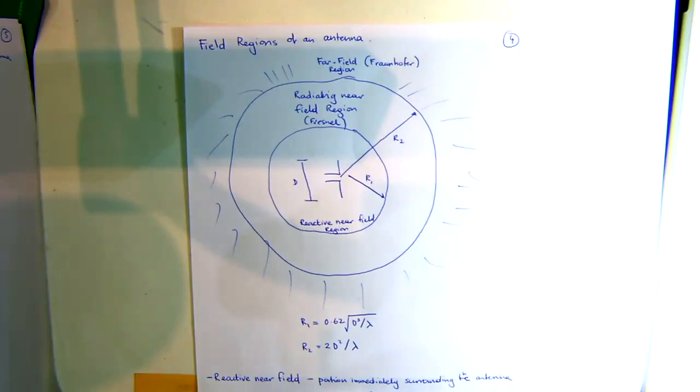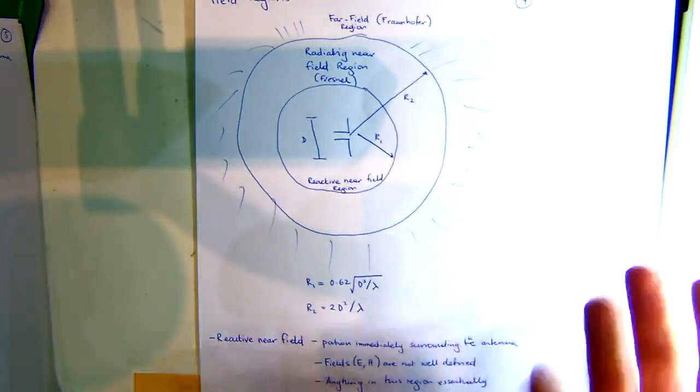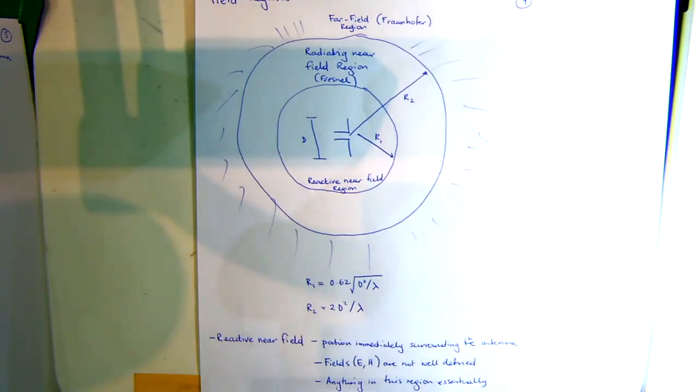That's why I'm going through this: there are three major regions to an antenna, depending on how far away or how close you are to it. The first is the near field, or reactive near field, and it's usually defined as anything closer than the square root of the largest dimension of the antenna cubed divided by the wavelength. So if you're within a wavelength of an antenna, you're pretty close to being in its reactive near field.